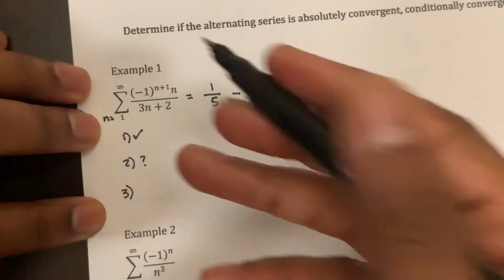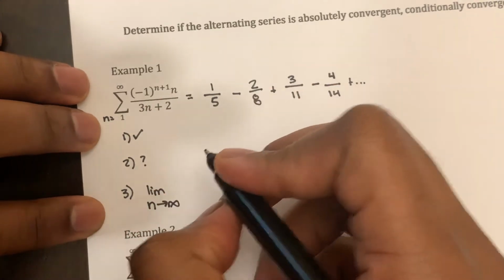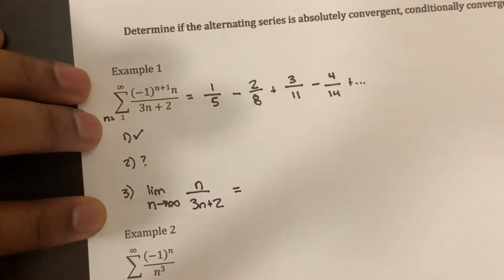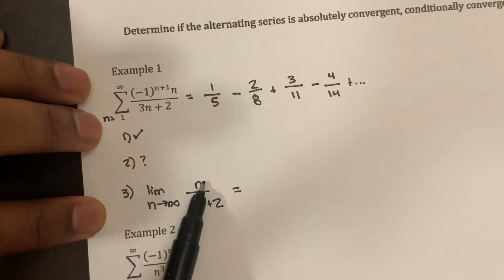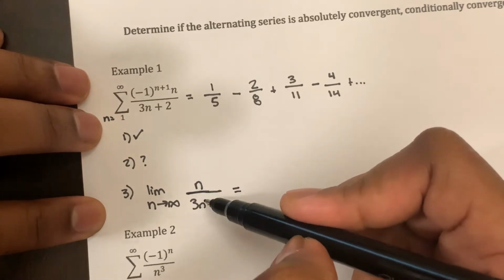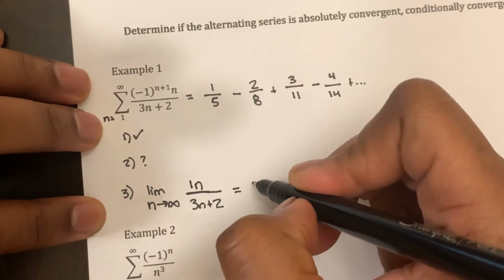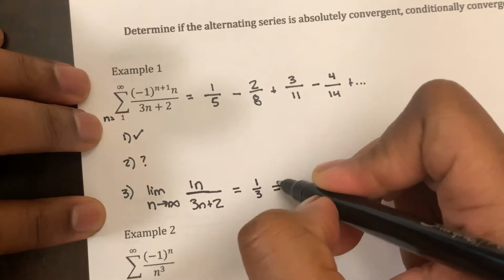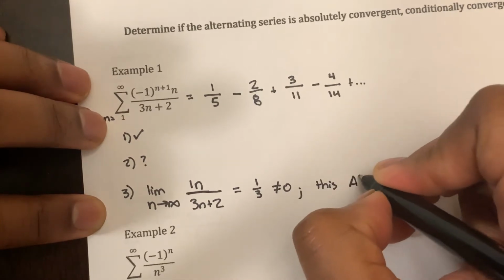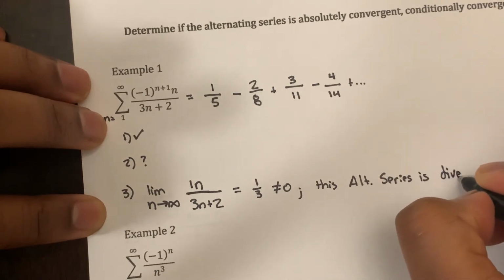So let's check 3. We need to look at the limit as n approaches infinity of n over 3n plus 2. And remember, for rational functions, if the degree of the numerator equals the degree of the denominator, the limit is the ratio of the leading coefficients. So this limit is 1/3, which is not equal to 0. So this alternating series is divergent.